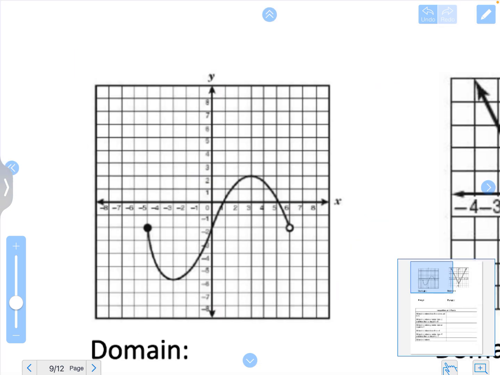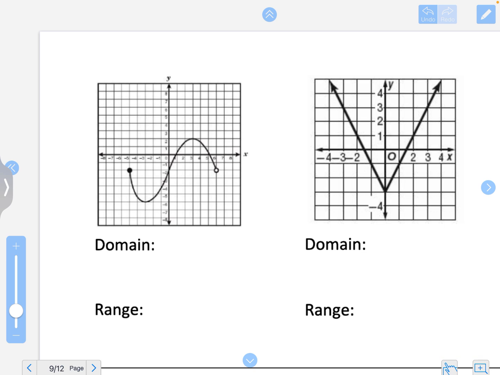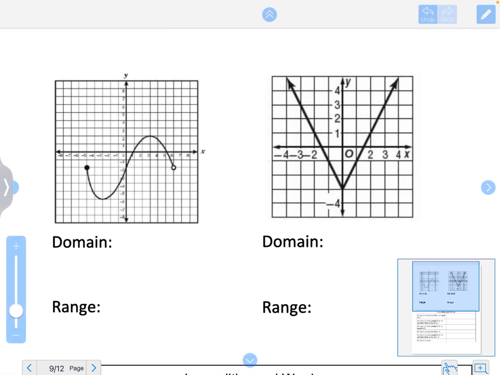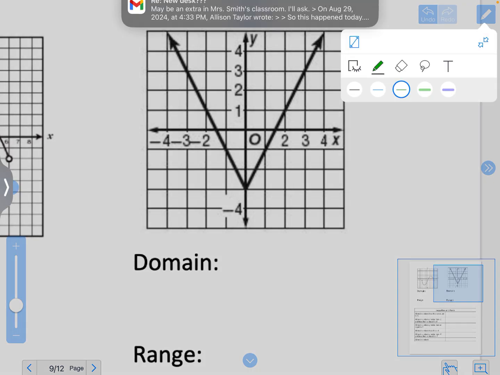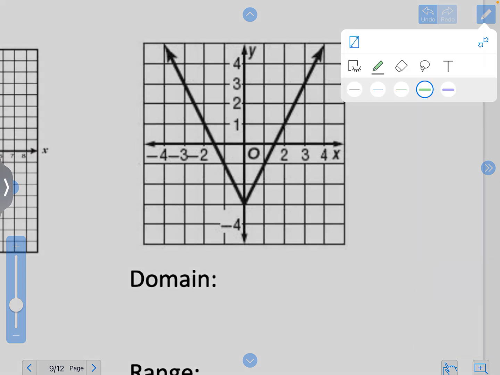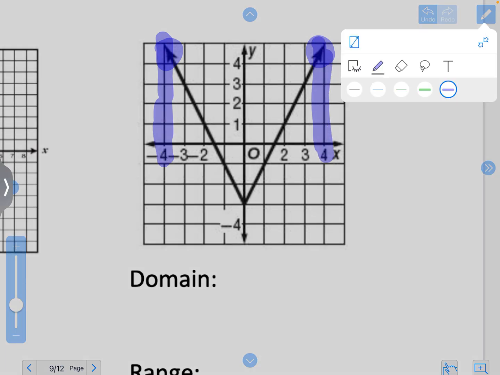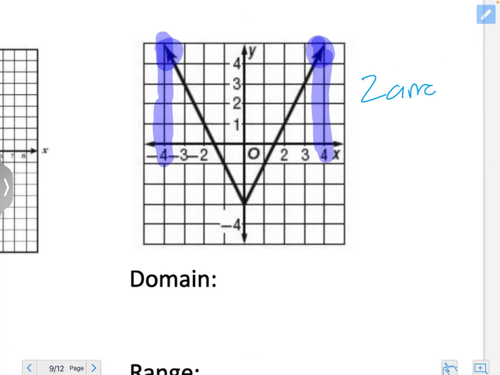All right, I want you to try this one on your own and check it with the class notes. We're going to do this last one together. And this one is different because I've got 2 arrows. But it's going to be different for our domain and our range. So because our domain is the furthest to the left and the furthest to the right, I have 2 arrows. So 2 arrows is going to equal all real numbers.